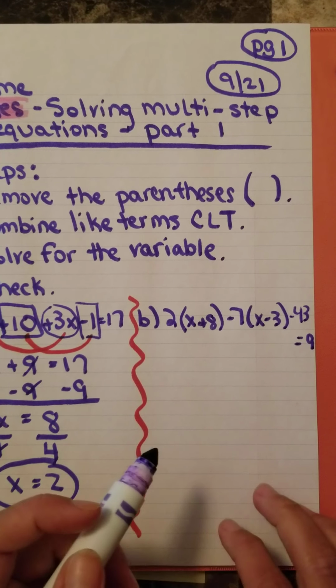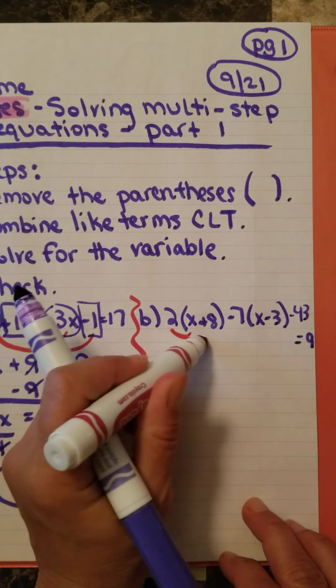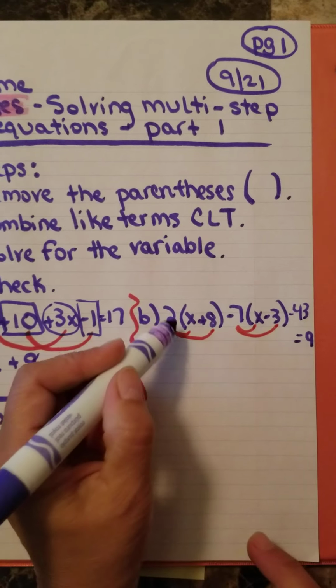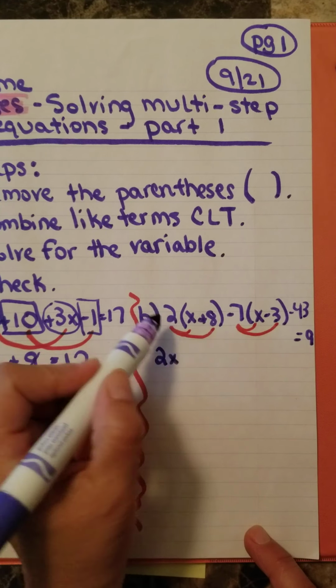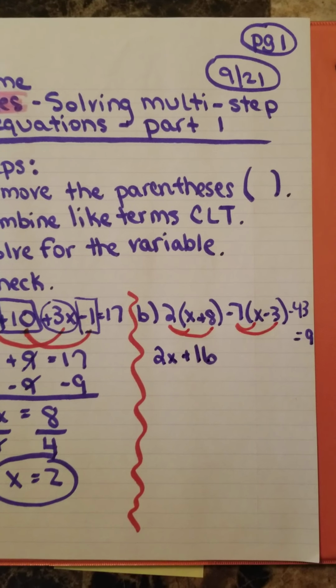Step 1 is to remove the parentheses, so I'm going to distribute. That's the distributive property. So I'm going to multiply all of these. So 2 times x becomes 2x. I don't bring down plus 8. This turns into 2 times 8, which is 16, so plus 16.